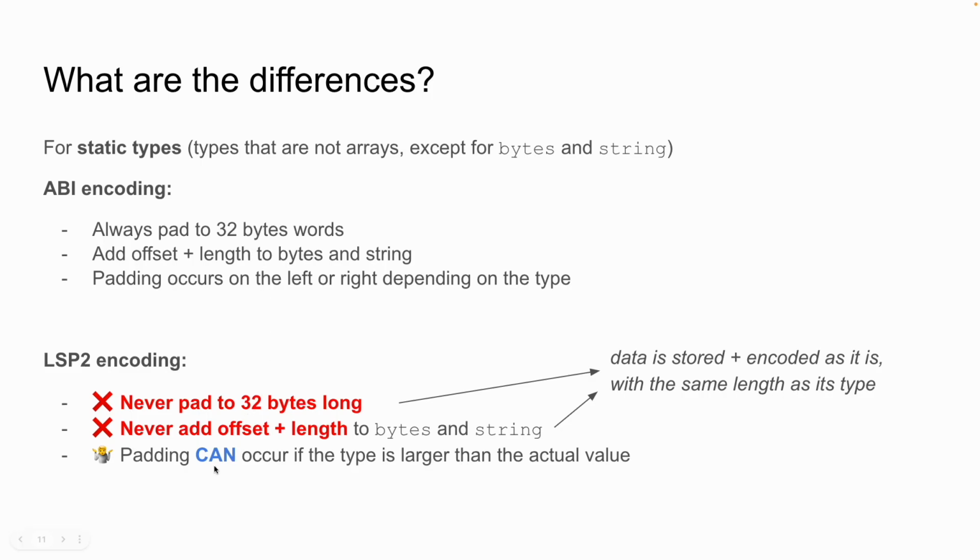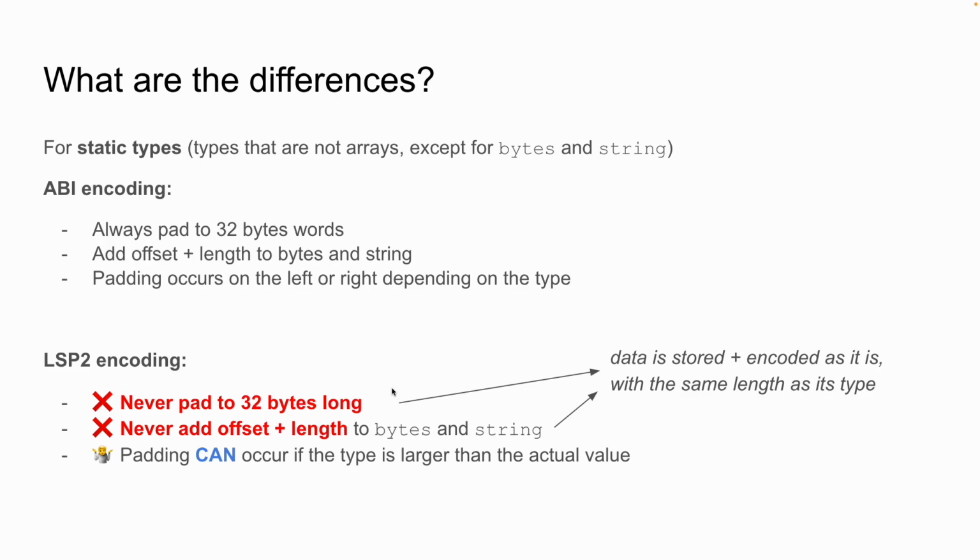And finally, with LSP2 encoding, depending on the type and the value, it can possibly add some padding if the type is larger than the actual value. As a simple example, if you encode with LSP2 the number 5 as a uint, let's say uint32, it's going to put the number 5 and pad with some 0s on the left. It's going to add 3 bytes of 0s on the left.